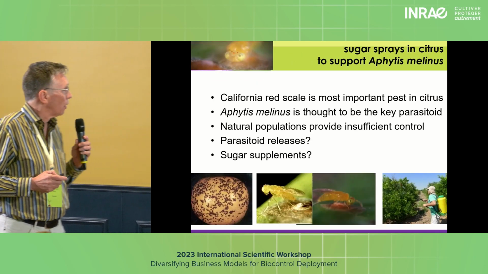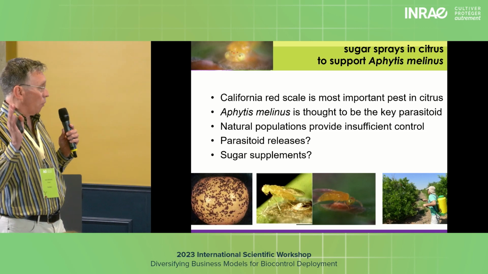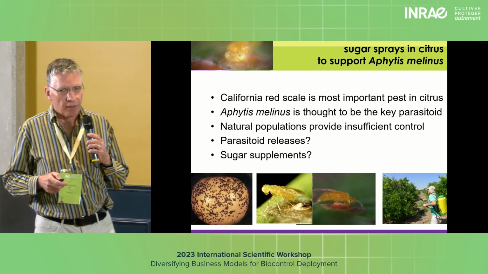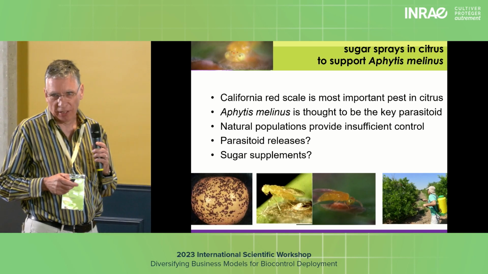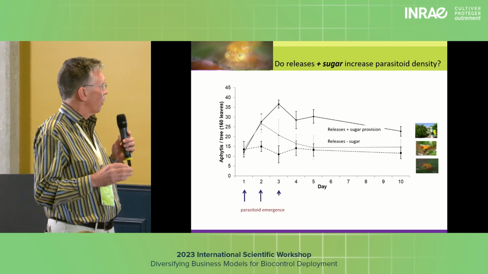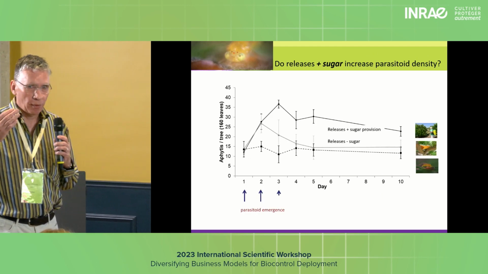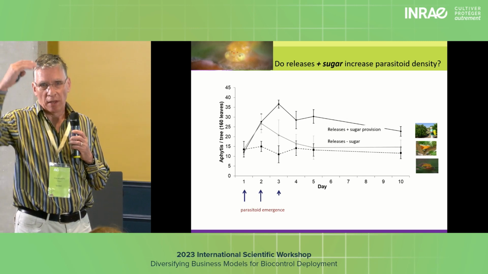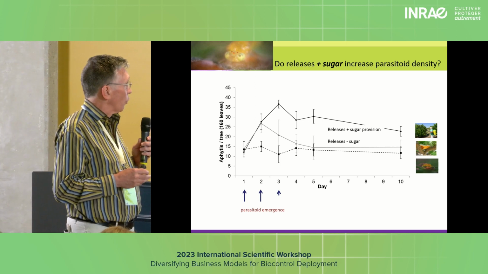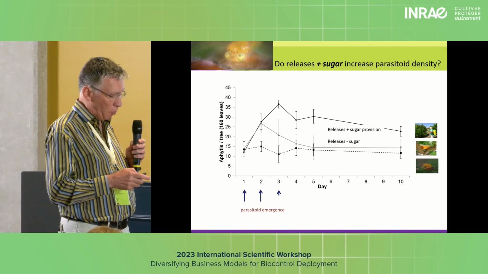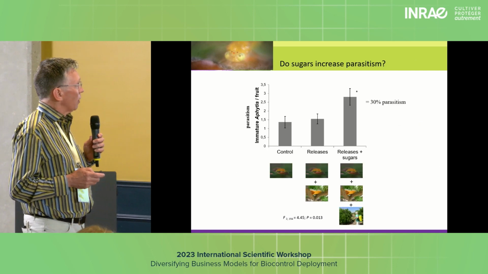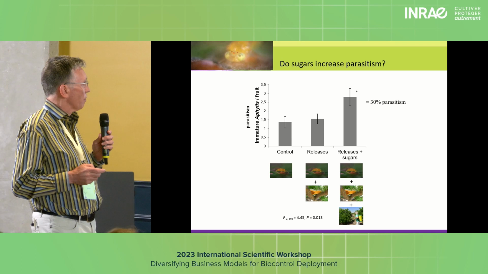Sugar is another thing that we can look at. I will not go into detail given the fact that I'm running out of time, but we've done trials in citrus in Spain where we were able to show that by the use of sugars, in combination with the release of parasitic wasps, you can raise parasitism levels, double them, and the parasitoids also are maintained in the crop for a much longer period of time. So here you see that you have a much higher parasitism.